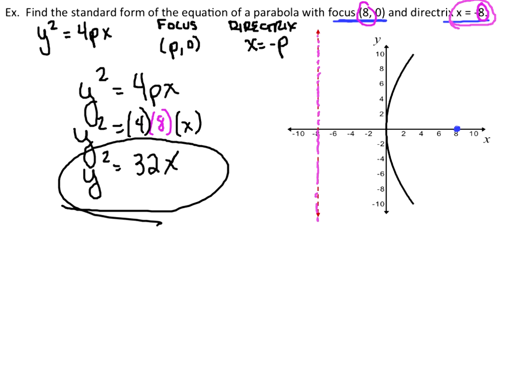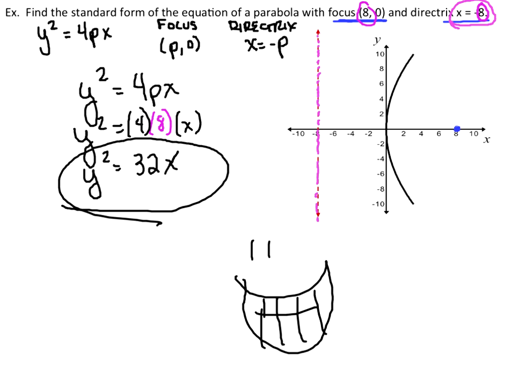Any questions about that? Probably just a big fat smile that that's so easy. Everybody good? Green check, green check, green check, green check. Excellent. Okay.